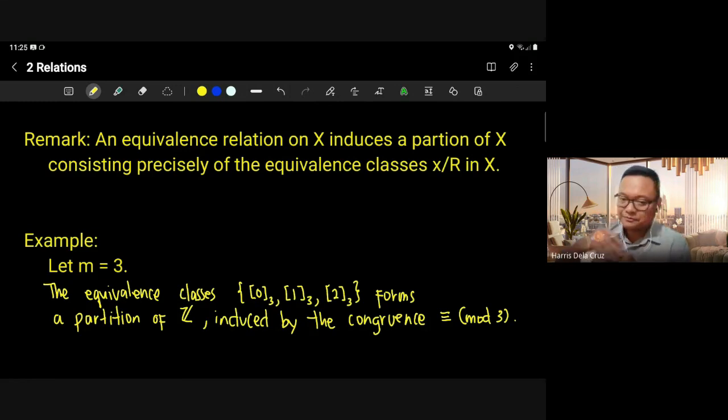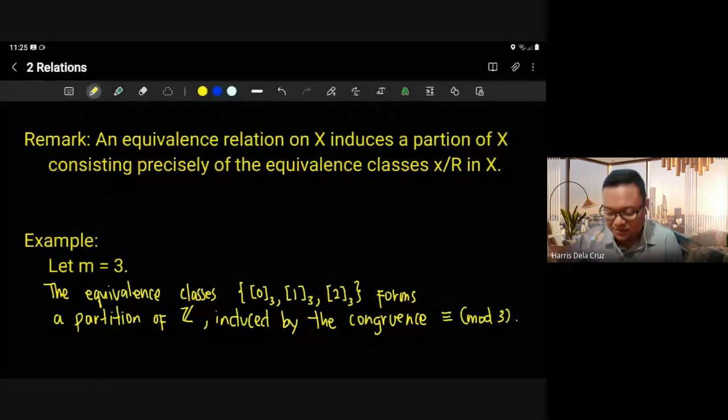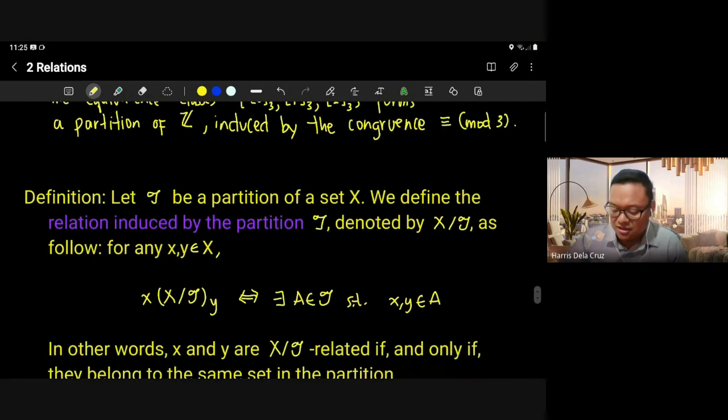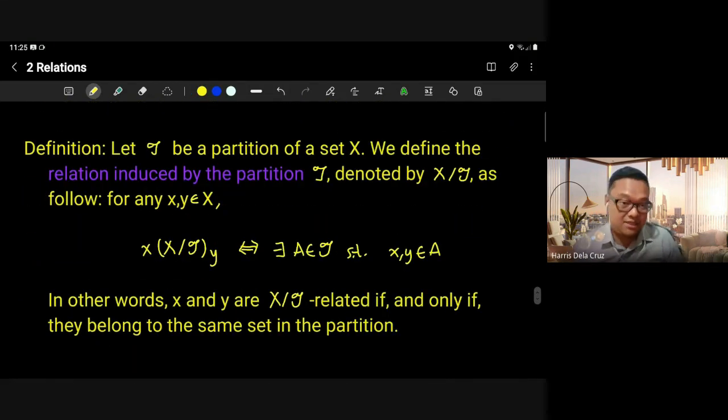Now, balik na rin naman natin. So, dito, nauna yung relation, then nakakuha tayo ng partition. Actually, the other one can be done as well. Paano kung meron kang partition? Then, can we define it as a relation? And that's actually the case for this one.